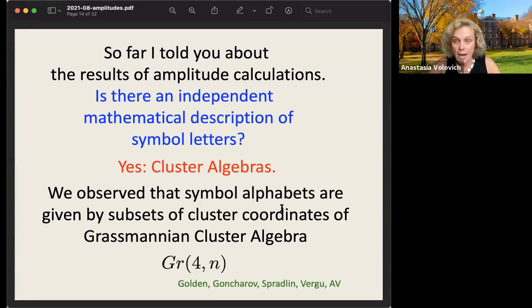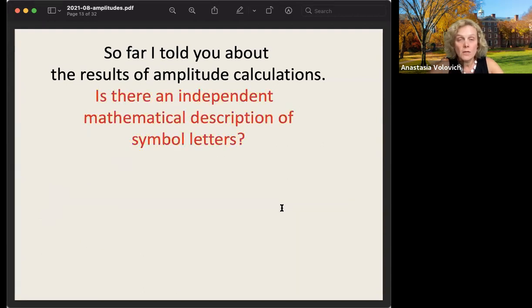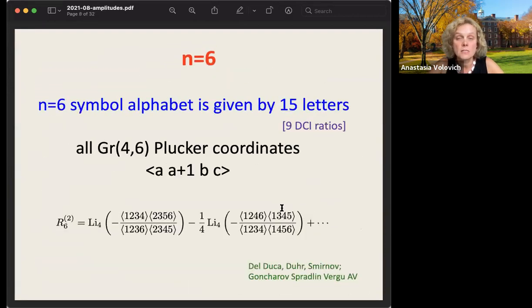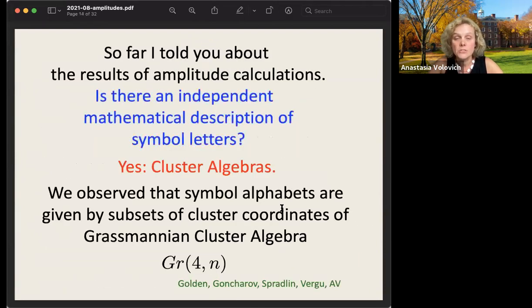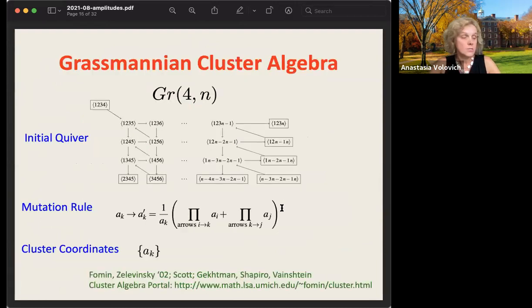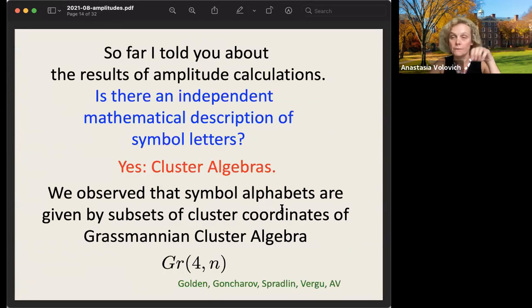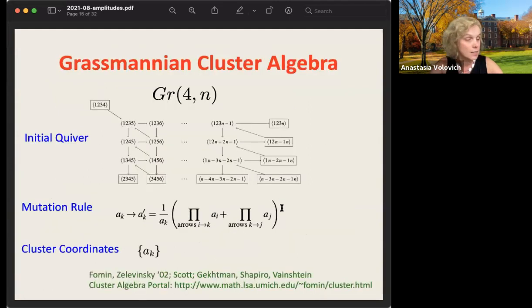Okay. Now, before we go to 8 and 9, I have to remind you of the story for 6 and 7. A long time ago, we observed that these 6 and 7 point letters are nicely described by cluster algebra. I'll just have one slide on that. There's a number of points n, and the cluster algebra is the Grassmannian cluster algebra Gr(4,n). To define it, I just have one slide. Some of you know it, some of you are new to this, so it will just be an overview.